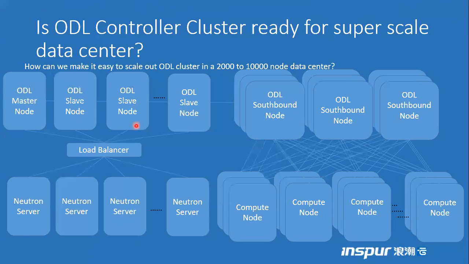The ODL node for neutron servers will also write all the configuration data in the data store, then synchronize them to the southbound node. So the southbound node can listen there, get any change, and take action to configure the compute node.